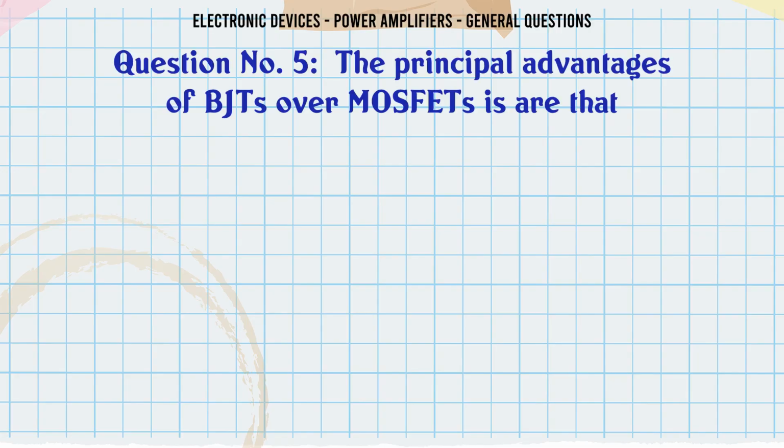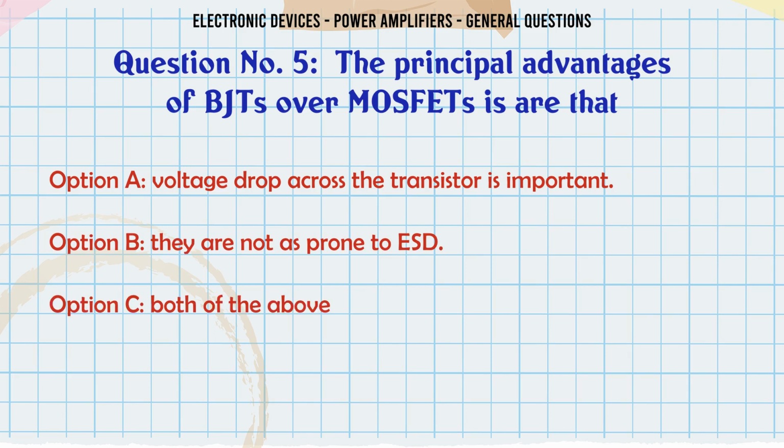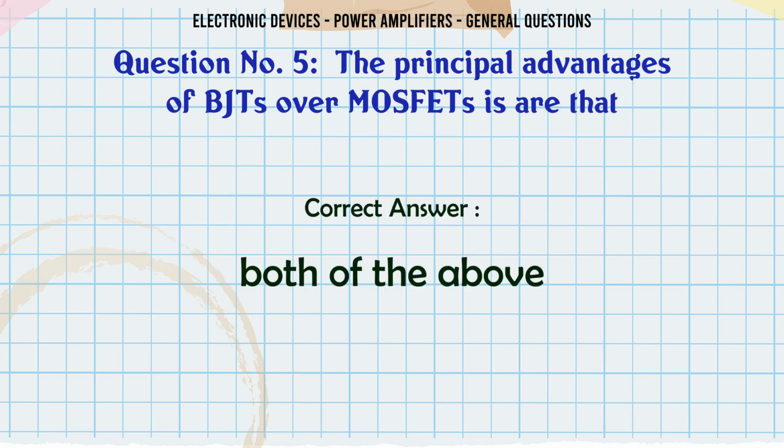The principal advantages of BJTs over MOSFETs are that: A. Voltage drop across the transistor is important. B. They are not as prone to ESD. C. Both of the above. D. None of the above. The correct answer is both of the above.